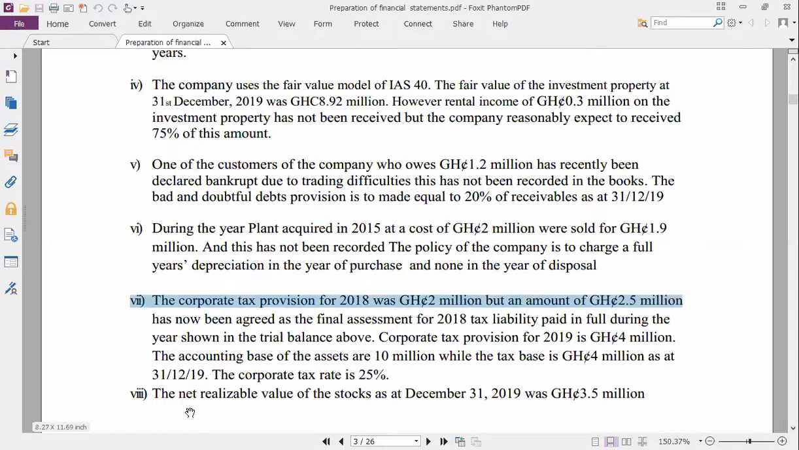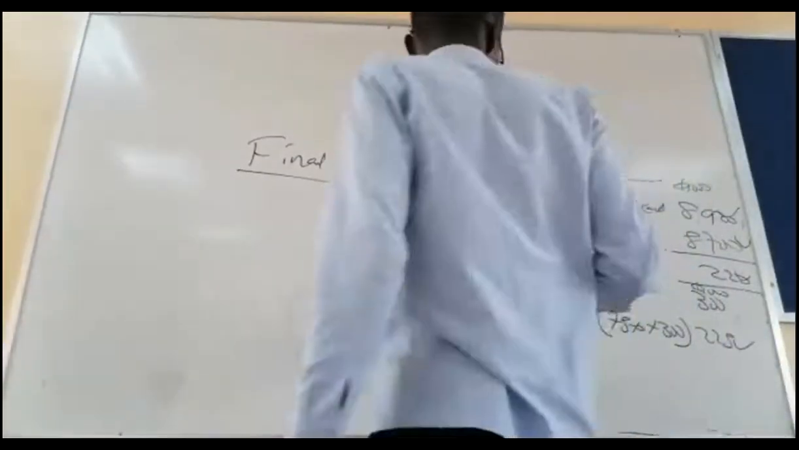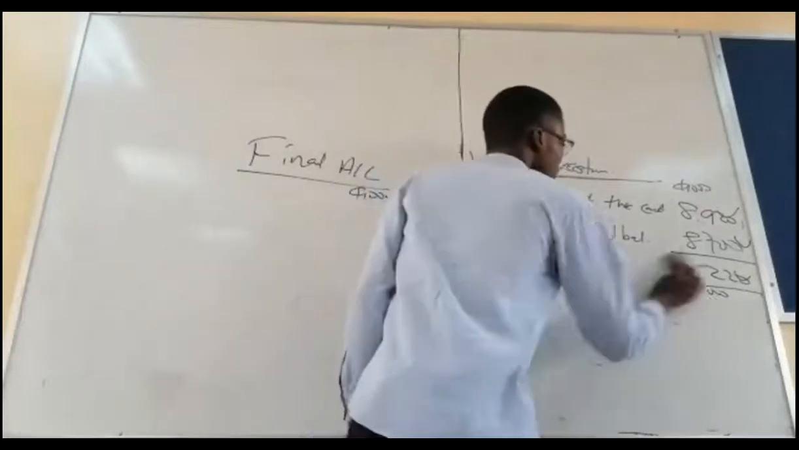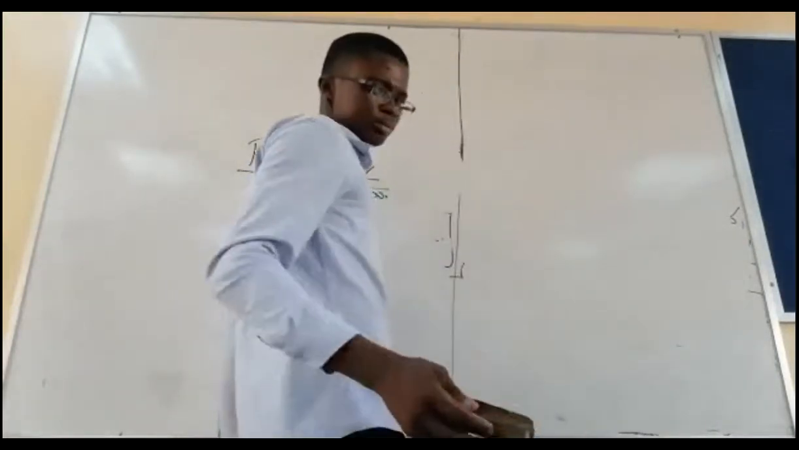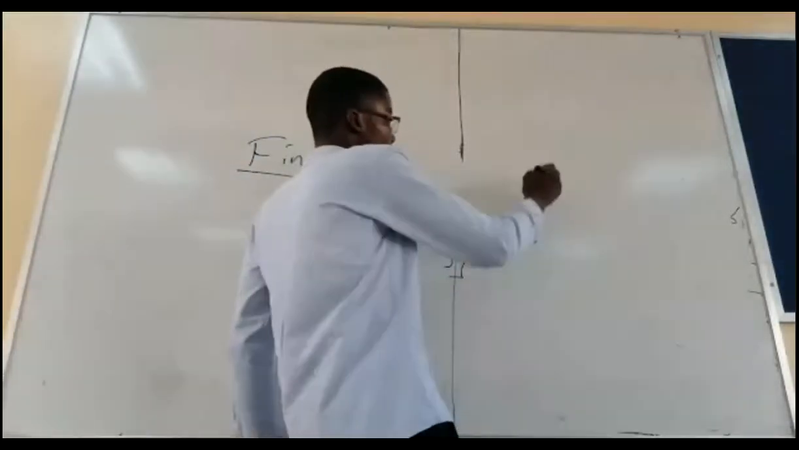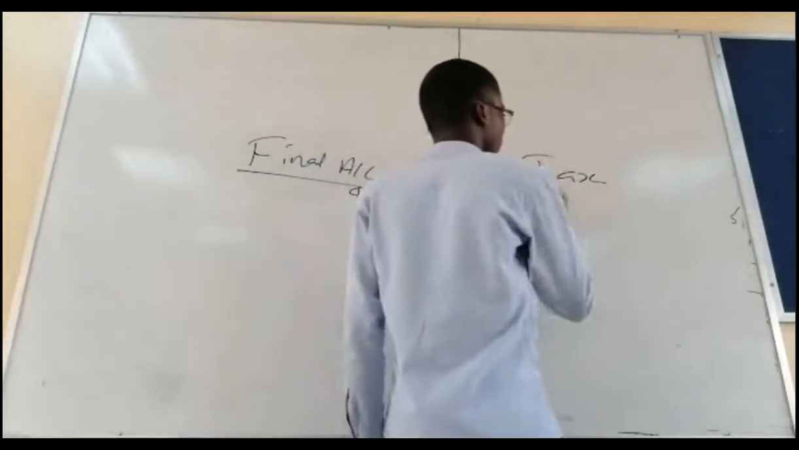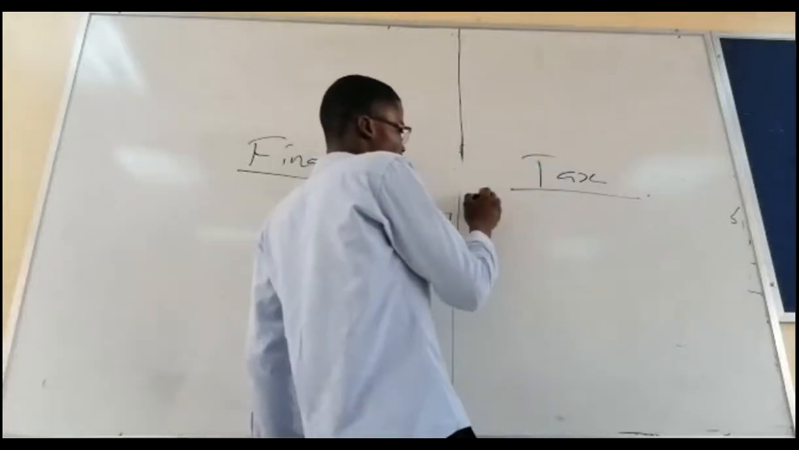So how do you hunt for marks? A question like this, you have no idea. So I'll start. They say the corporate tax provision for 2018, 2 million. Okay, I'll go as usual. It's about tax. I've seen some tax there. So once it's about tax, I have no idea, but I'll solve it. No idea. So write here tax. It's a corporate tax provision, so write it.